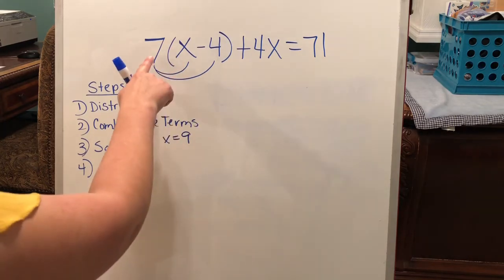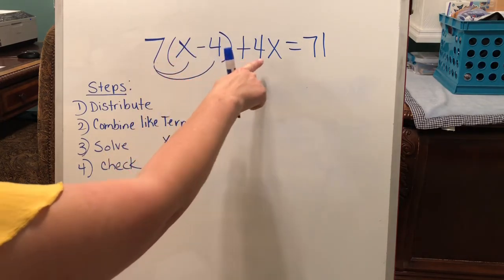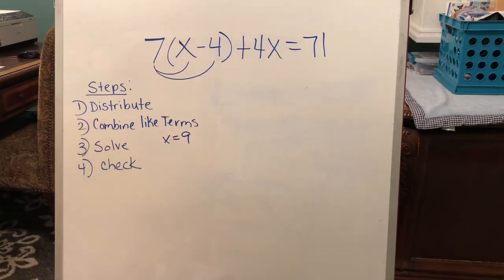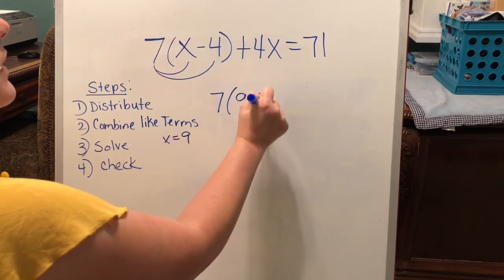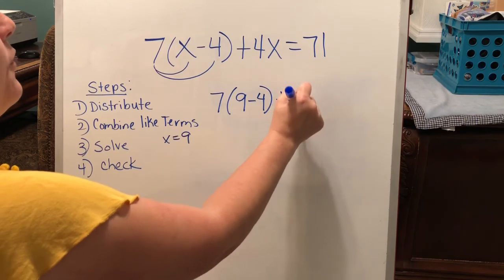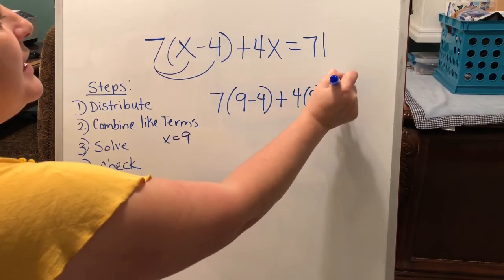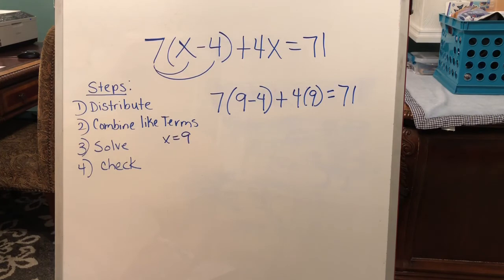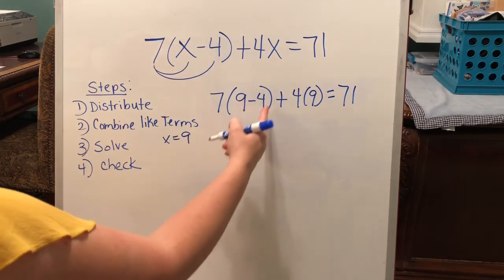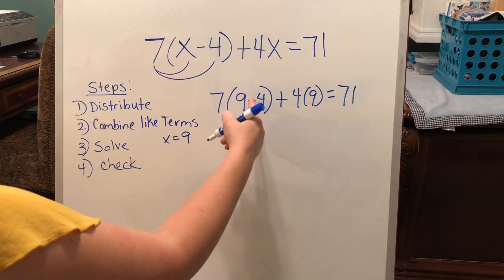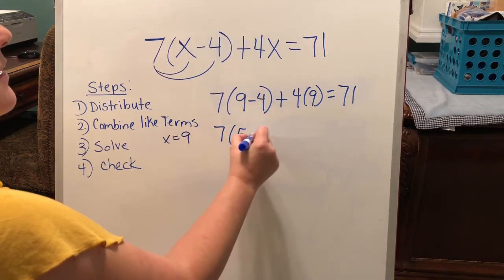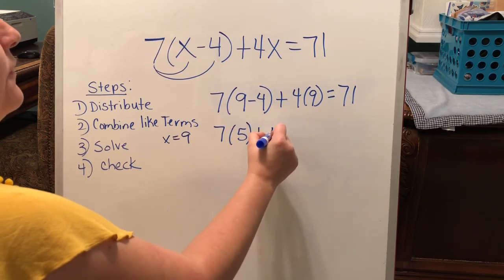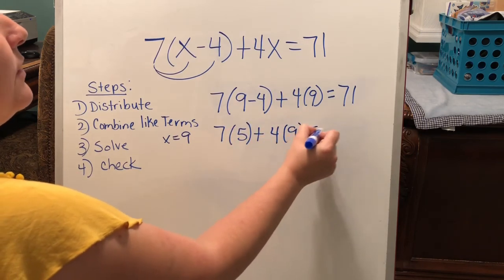So the original equation was 7 times x minus 4 plus 4x equals 71. I'm going to substitute the number 9 everywhere I see my x. So 7 times 9 minus 4 plus 4 times 9 equals 71. We're going to see if that is true. Let's work inside the parentheses first. 9 minus 4 is 5. So 7 times 5 plus 4 times 9 equals 71.